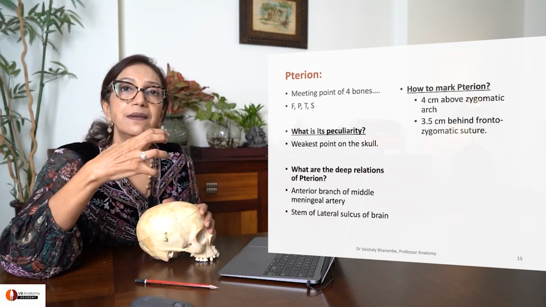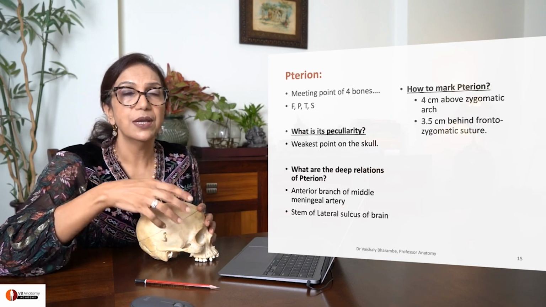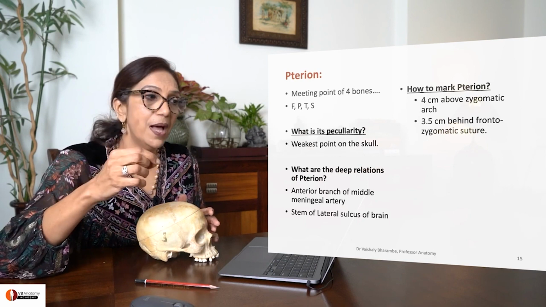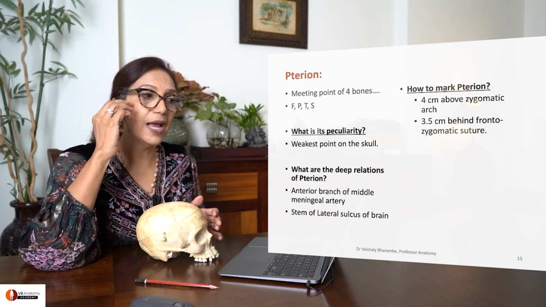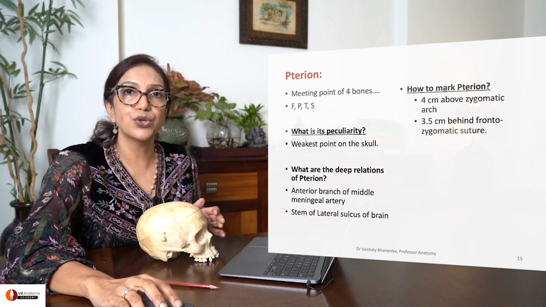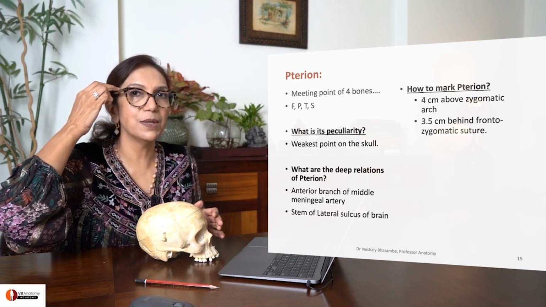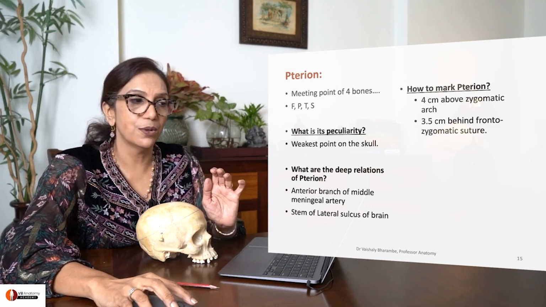How can I mark the pterion? Here you are seeing the skull, so you can see the suture. But in a living person, how will you know where is the pterion? You mark a point 4 cm above the zygomatic arch and 3.5 cm behind the frontozygomatic suture. 4 cm above the zygomatic arch, 3.5 cm behind the frontozygomatic suture is your pterion.